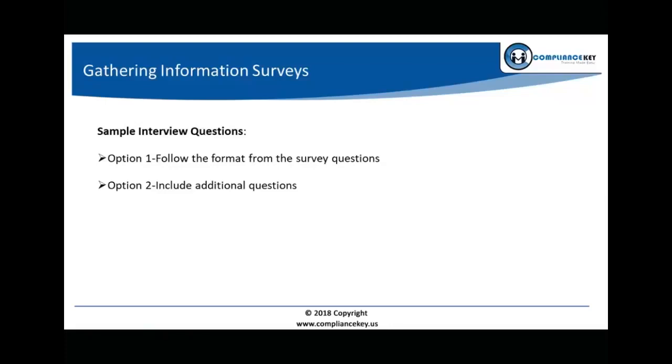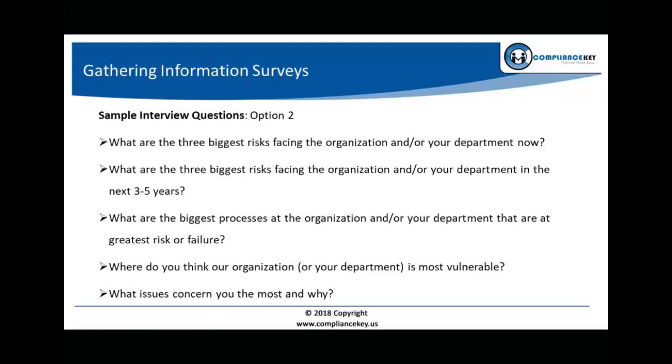So you could go that route, or you could just include some additional questions, and I just listed some sample ones here. Again, identifying the biggest risk to the organization or their department. Are there certain processes or procedures that they think are the greatest risk of failure? Where do you think there are vulnerabilities within the organization or the department? What issues keep you up at night, and why? These are just general formats you could use, a lot of which is getting at the same essential question, which is identifying what they think are the biggest risks.